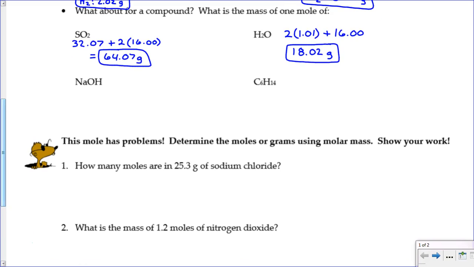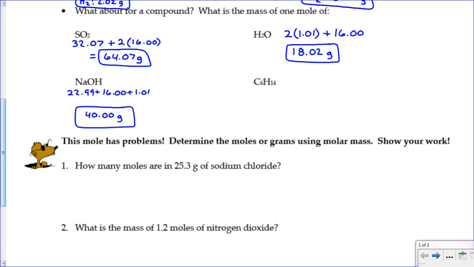For NaOH, we've got 22.99 for sodium, 16.00 for the oxygen, and 1.01 for the hydrogen. There's just one of each. We add all that together and we get 40. Now it needs to have the same level of precision as what we had, and all of these go out to the hundredths place. So even though it's 40, since all of these numbers go out to the hundredths place, we're going to say 40.00 grams. Make sure you understand what I'm doing there in terms of sig figs, and if you don't, come in and ask me.